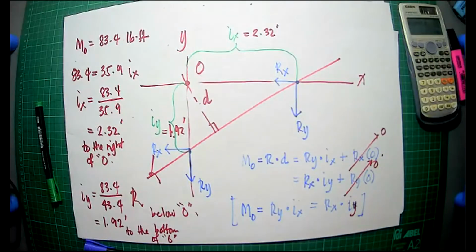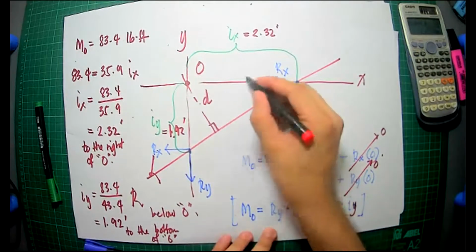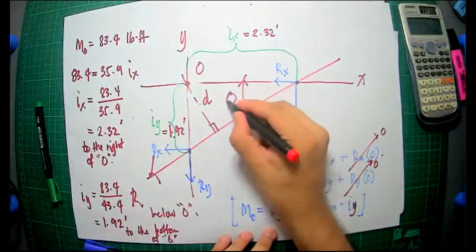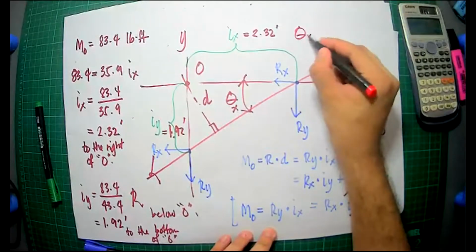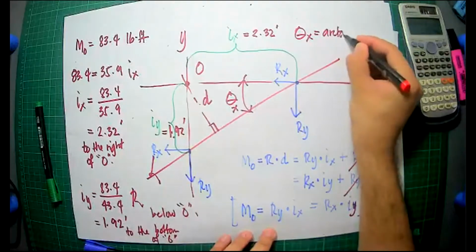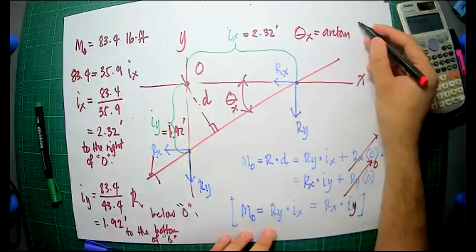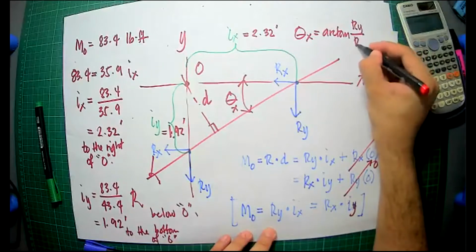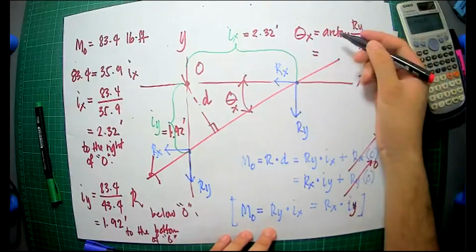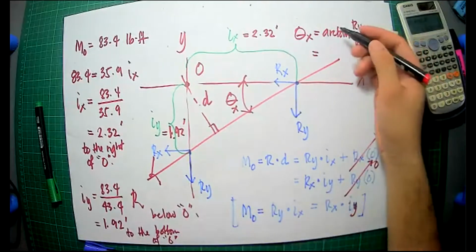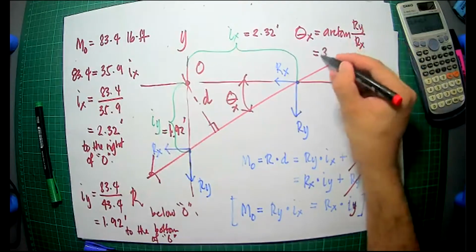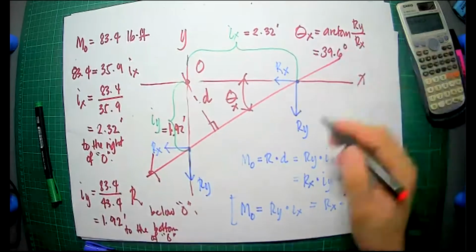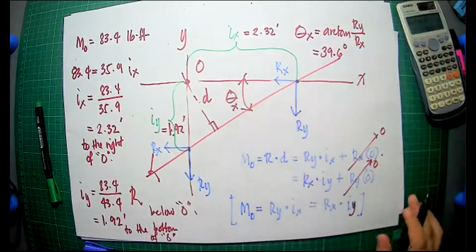So now you know the location. If you doubt it, you can get the angle. The angle is simple: arctan of Ry over Rx. I will not show how, but the value, based on the book and my computation, is 39.6 degrees. So this is 39.6 degrees.